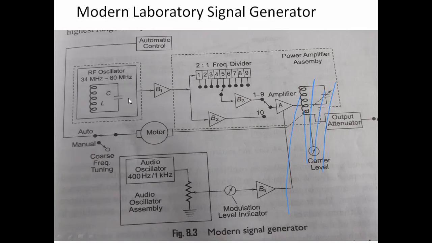Okay, this oscillator will be placed in a constant temperature maintaining chamber. The produced frequency is applied to the frequency divider, so the stability of the frequency will be carried to the 2:1 frequency divider. With this, the generated 34 megahertz frequency is divided.